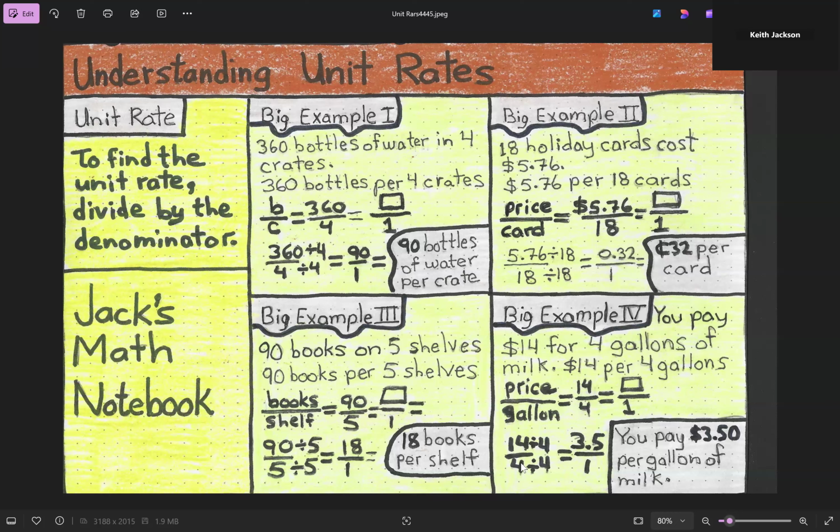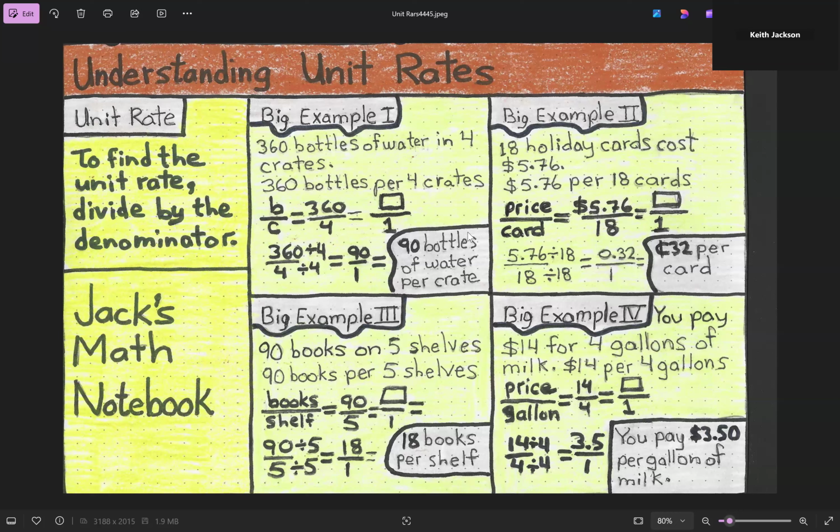We can do that by dividing both the denominator and the numerator by 4, since we have our ratio set up right here. 4 divided by 4 will give us 1, and 14 divided by 4 will give us $3.50. 3.5 is the same as $3.50, meaning that you pay $3.50 per gallon of milk.